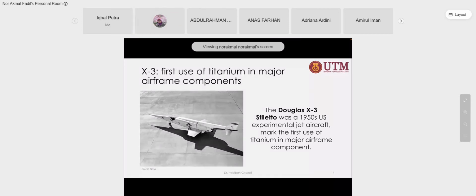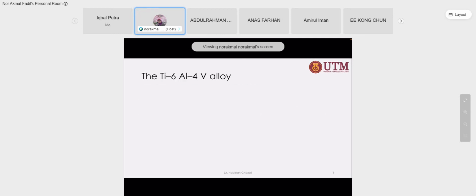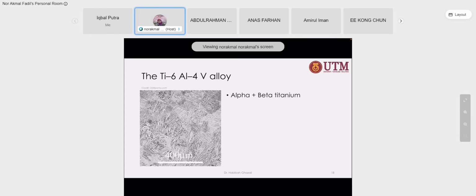Okay, the X3, this is another application, mostly for aircraft application. Why? Because it is highly corrosion resistant and lightweight. Okay, lightweight. So another famous titanium alloy is titanium 6 aluminum 4 vanadium alloy. Okay, it's a combined alpha and beta titanium alloy.